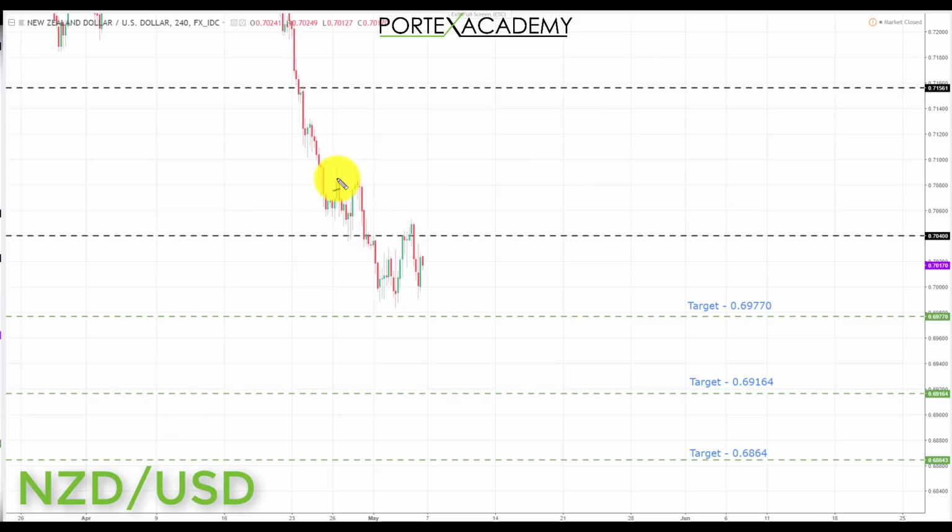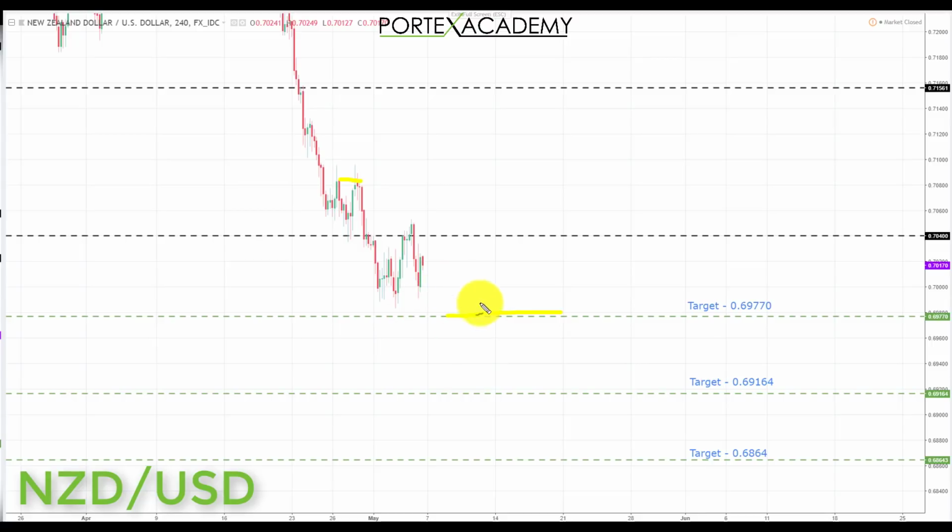Next, we have New Zealand dollar. Last week we started the week up in this area over here, and we're looking for a move down towards, this was the target set from last week at the 0.69770. And you can see we're pushing to the downside. We came very, very close to this first target down here, but we didn't quite accomplish it.